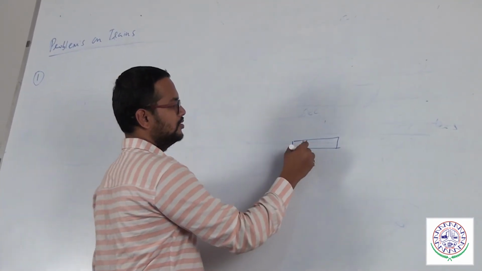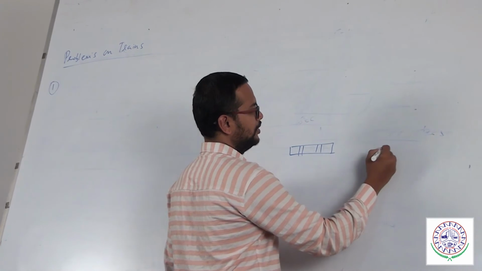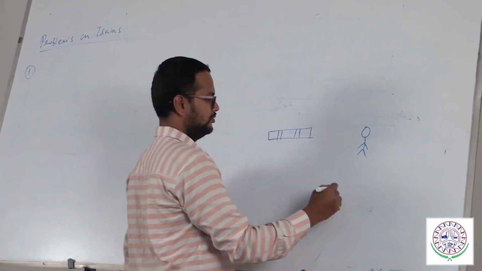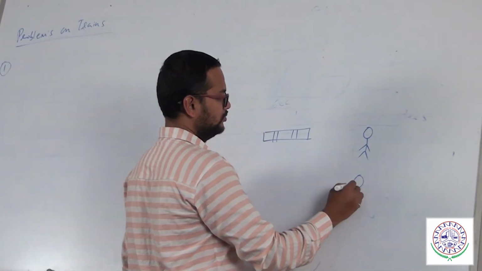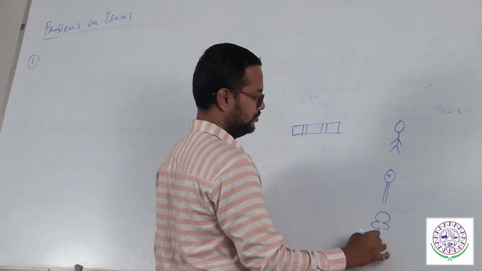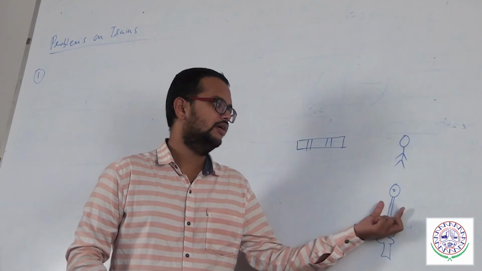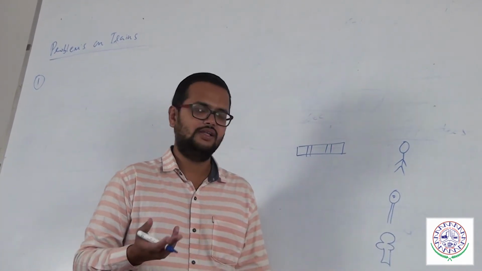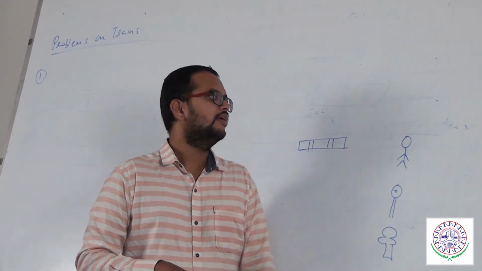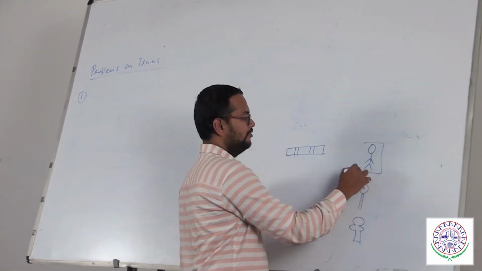Suppose this is a train. Suppose the train is passing a standing man, or a signal pole, or say a tree you can consider. Whenever a train passes a standing man or a signal pole or a tree, which are beside the track, that time only we'll consider the length of the train, because these don't have any length.